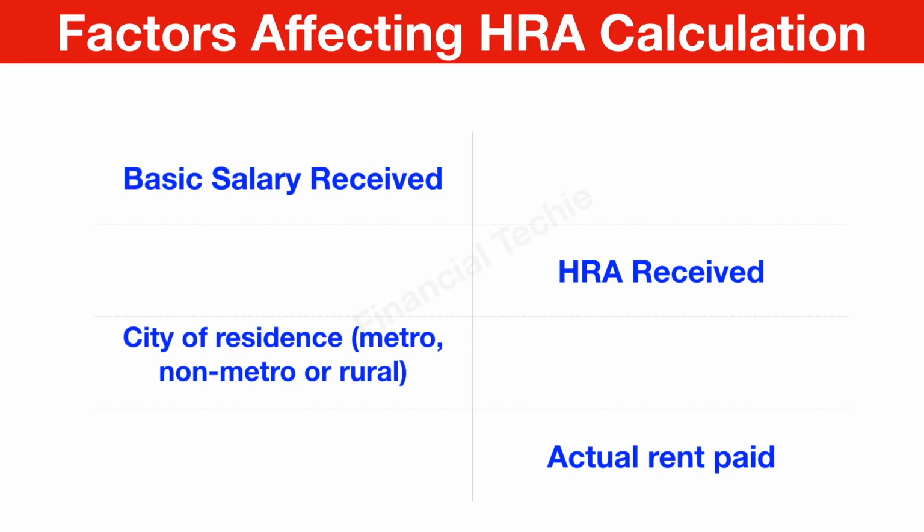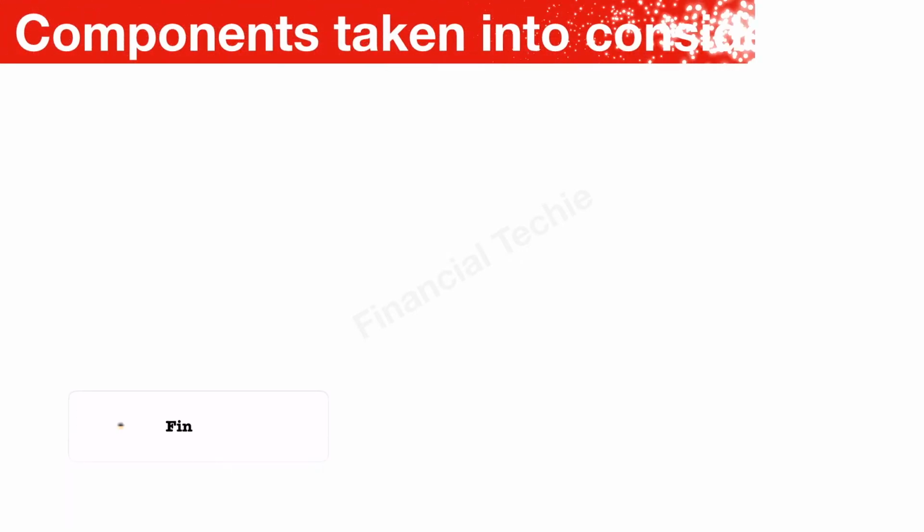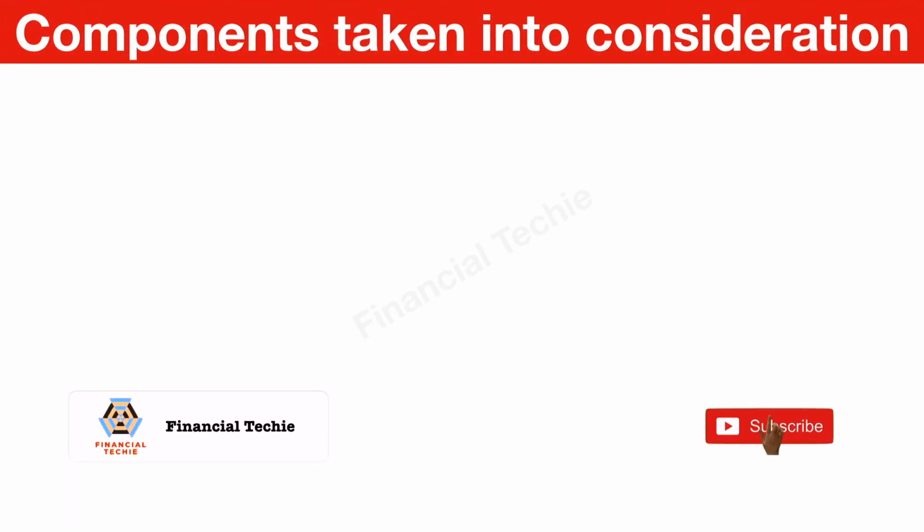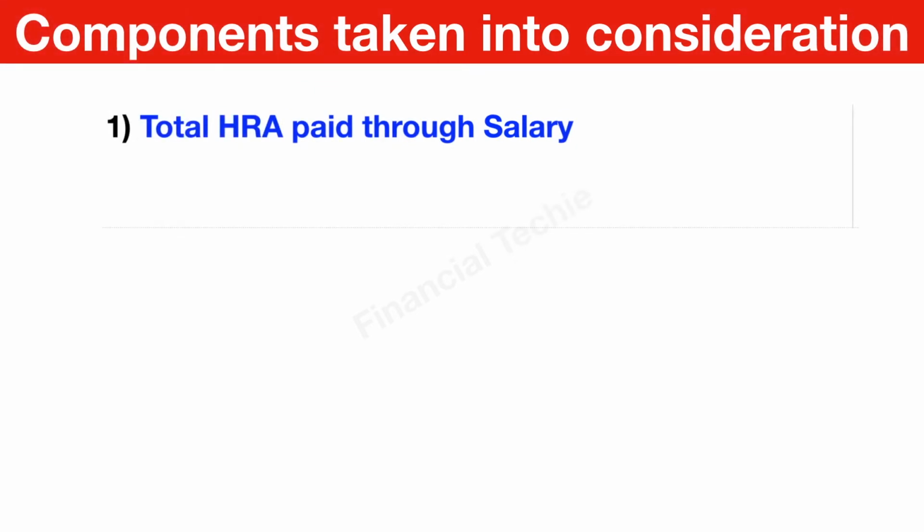Using these four factors, we can calculate the house rent allowance amount using three simple methods. We will discuss them one by one. The first one that we are going to see is the total house rent allowance paid through your salary. You will get the monthly amount by seeing your payslip. You just need to multiply that by 12. Then you will get how much money you would have received at the end of the year as HRA.